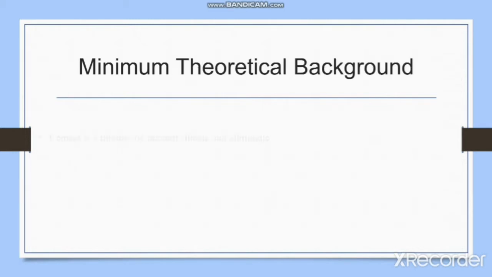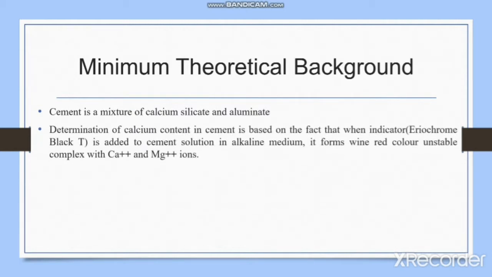Minimum theoretical background. Cement is a mixture of calcium silicate and aluminate. Determination of calcium content in cement is based on the fact that when the indicator Eriochrome Black T is added to cement solution in alkaline medium, it forms a wine red colored unstable complex with calcium and magnesium ions.